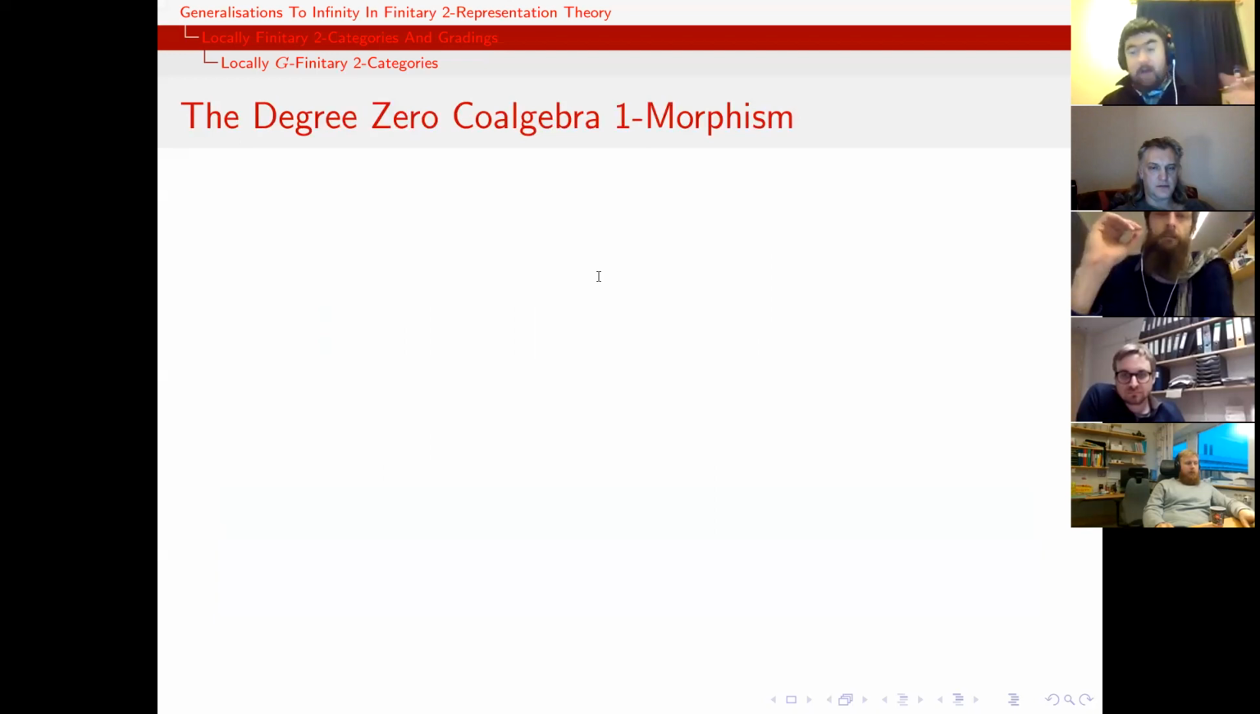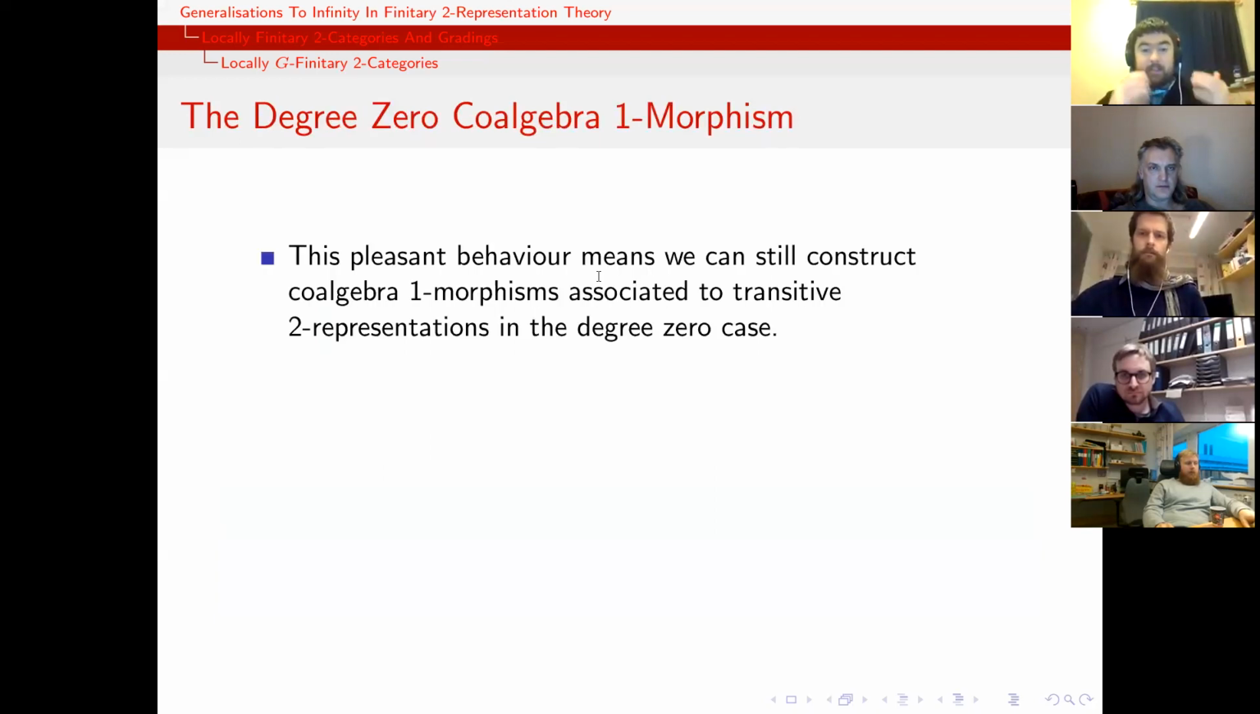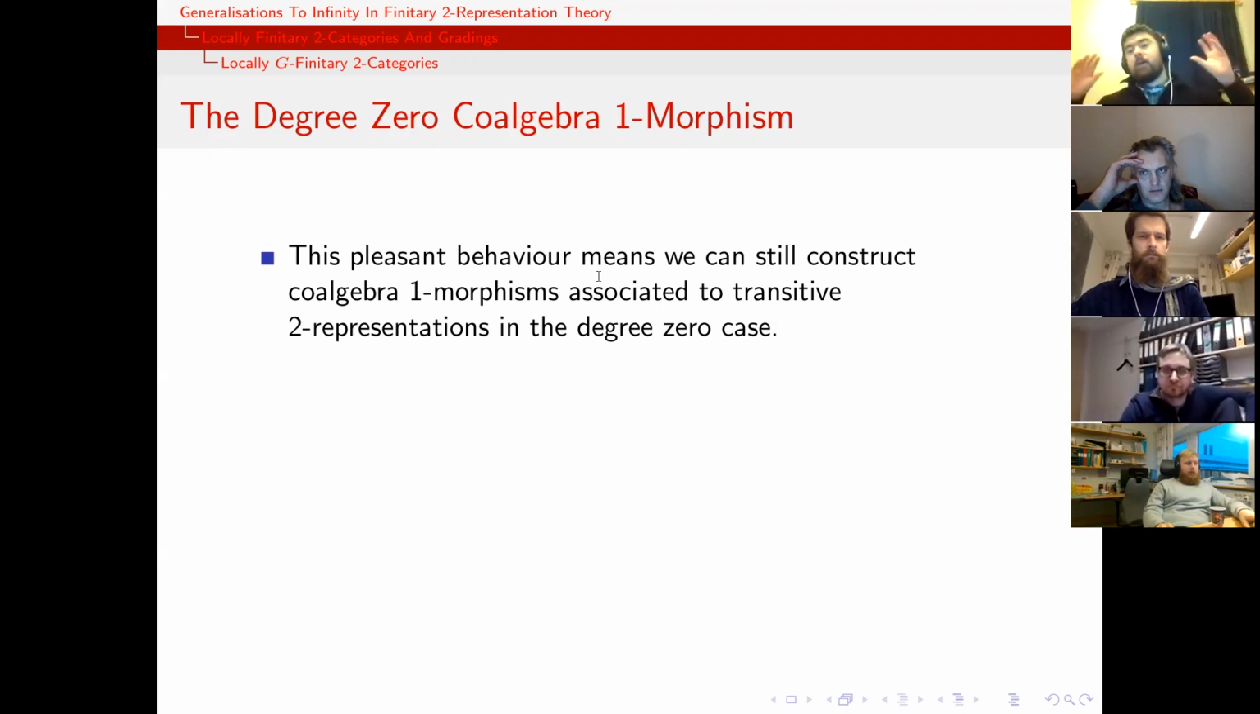So thus, we have this abelianization, which means we can still construct coalgebra one morphisms associated to transitive two representations in the degree 0 setup. Because if you remember, the definition of transitive only relied on objects in the two representation and the action on those objects of one morphisms in the two category. And those stay exactly the same in C0 compared to C. So if M is a transitive two representation of C, M0 is a transitive two representation of C0.